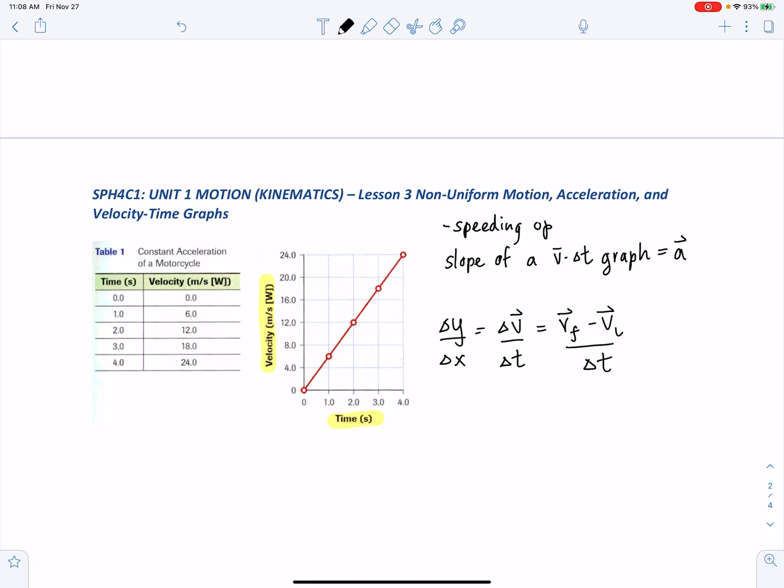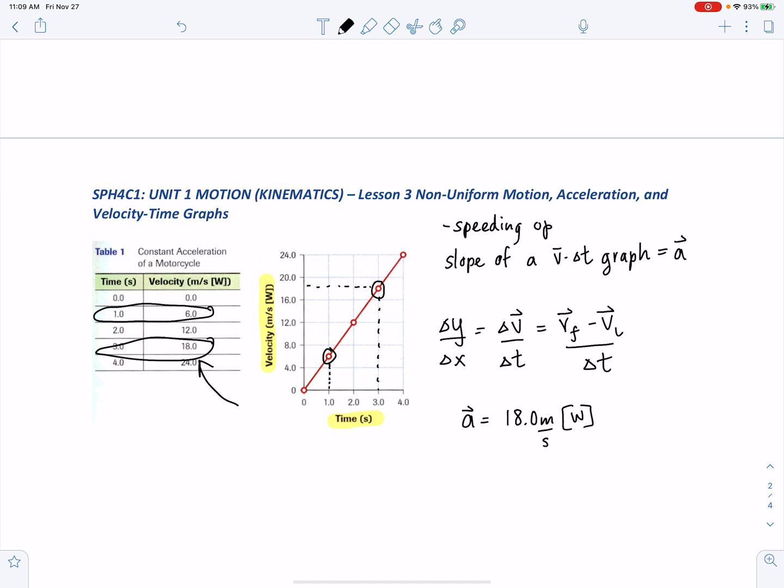So let's look at a couple points. I'm going to pick t equals 1 second, this point, and t equals 3 seconds, this point. And from the table, we can see t equals 1 second and t equals 3 seconds, and we can use these values to find the acceleration. So the final velocity is 18.0 meters per second, which we can either read off the graph or more precisely take from our table of values. Please include the direction. In this case, it's west.